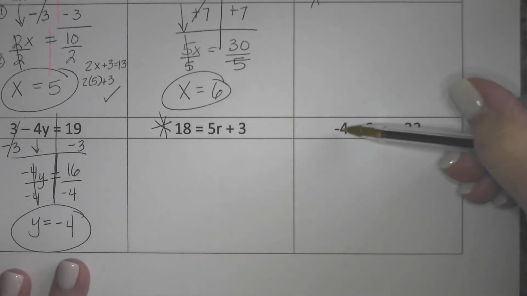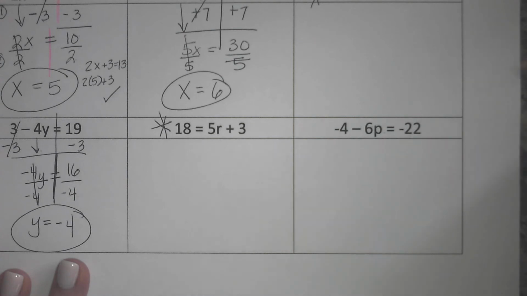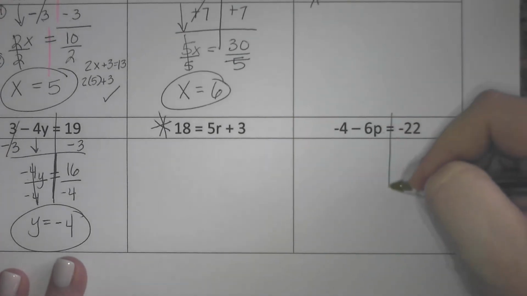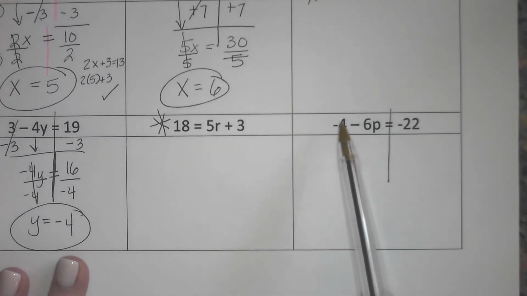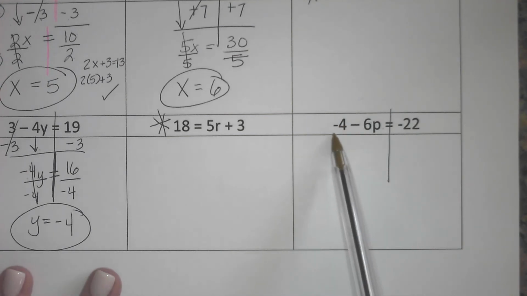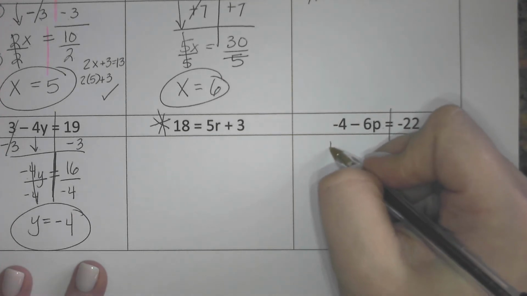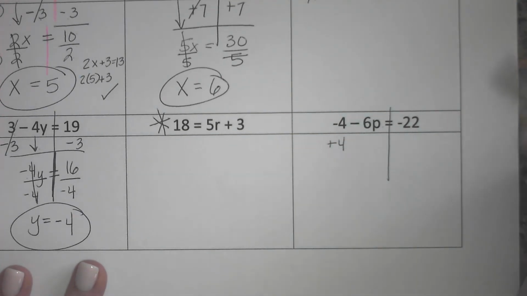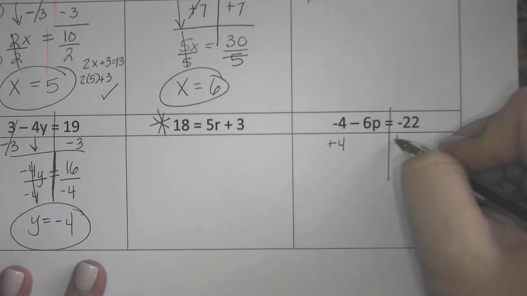Okay, so we have negative 4 minus 6p equals negative 22. I'm going to draw my line down the equal sign. I want to get rid of the number that has no variable. So this negative 4 is by itself. The opposite of negative 4 is positive 4. So we want to do plus 4 over here. And then on the other side, I want to do the same, plus 4.